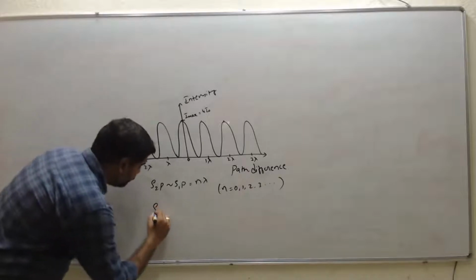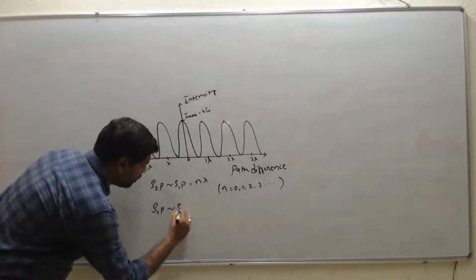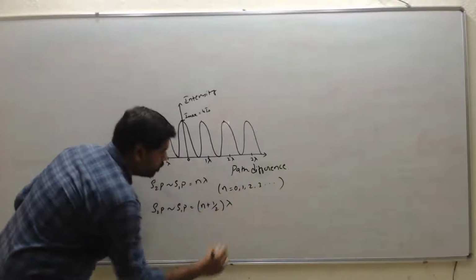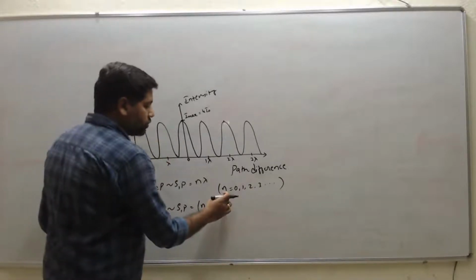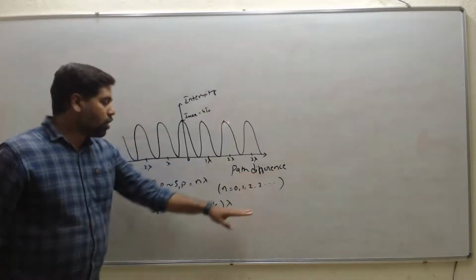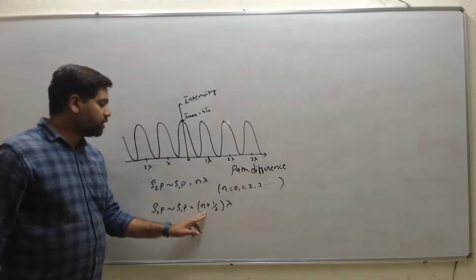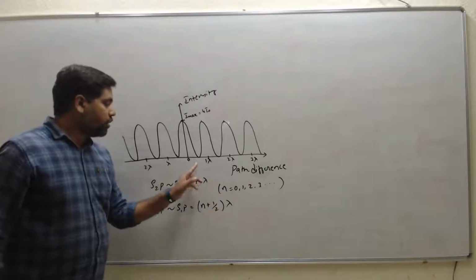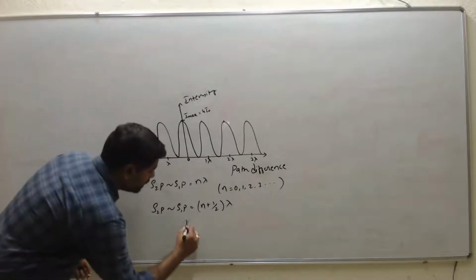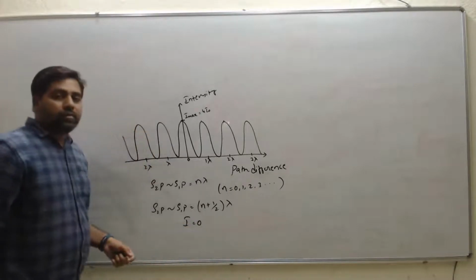For the same difference, S2P minus S1P equals (n plus 1 by 2) into lambda. Here also the values of n are the same, that is 0, 1, 2, 3 and so on. If we substitute 0 here, then we get 1 by 2 lambda. So here is the half lambda, and here the intensity is minimum, that is I is equal to 0.